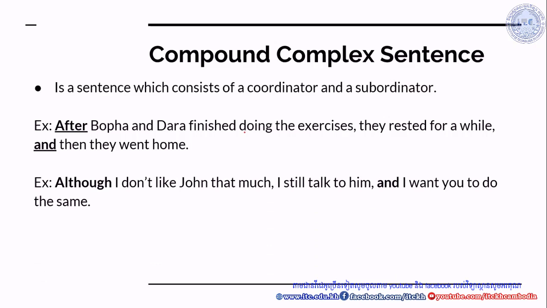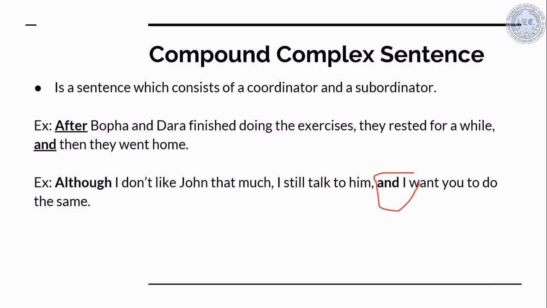Another example: although I don't like John that much, I still talk to him. So you see here, 'although' is a subordinator, and 'and' here is a coordinator, a FANBOY. Okay, and then we also have 'although', a subordinator. So when there is a subordinator and a coordinator together in a sentence, it is called a compound-complex sentence.